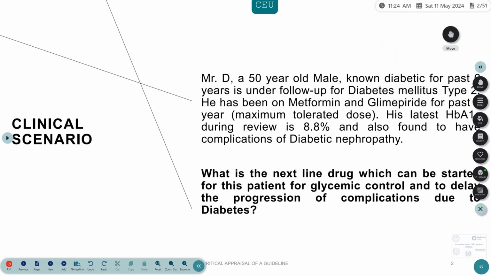So, this is the clinical question we have. A 50-year-old male who is a known diabetic for the past 8 years is under follow-up for diabetes mellitus type 2. He's been on metformin and glimepiride for the past few years, maximum tolerated dose, and his latest HbA1c during review is 8.8. He's also found to have complications of diabetic nephropathy. So what is the next line of drug which can be started for this patient for glycemic control and to delay the progression of complications due to diabetes like diabetic nephropathy? I would like to look at data which would compare between different drugs, and he is already on the primary drug treatment.